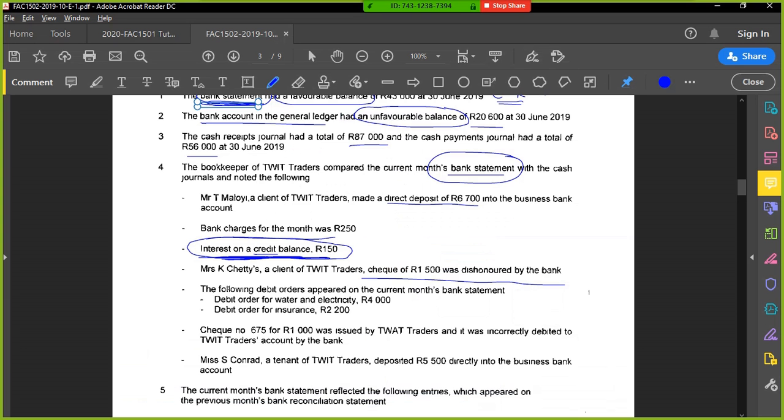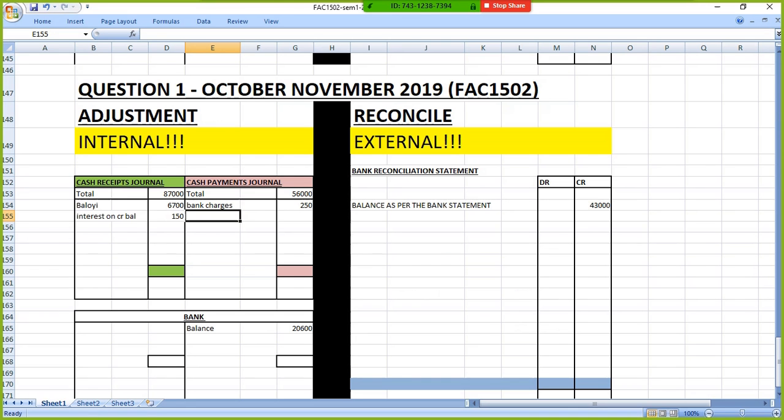Notice who you got this check from. A client. The client gave you the check. The check is dishonored. So you had the receipt previously, but the receipt obviously didn't go through. So it's a dishonored check, and all dishonored checks go in the cash payments journal.